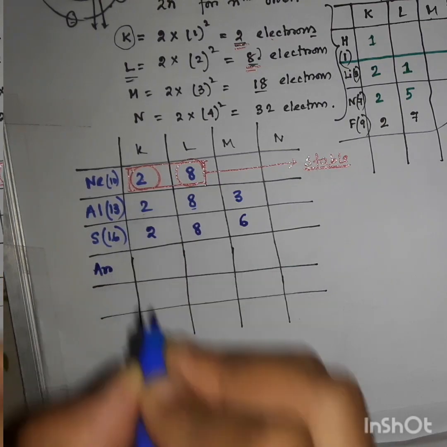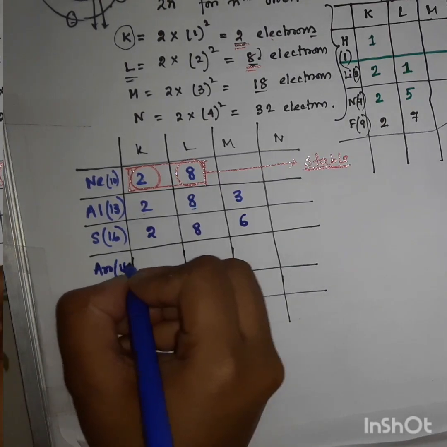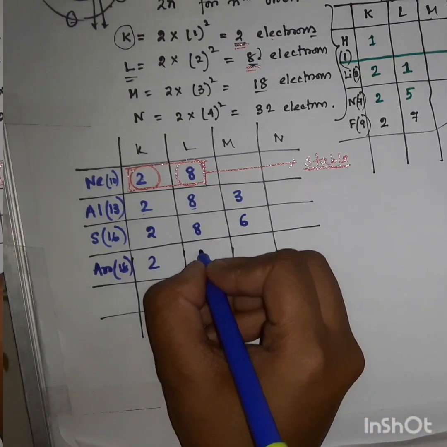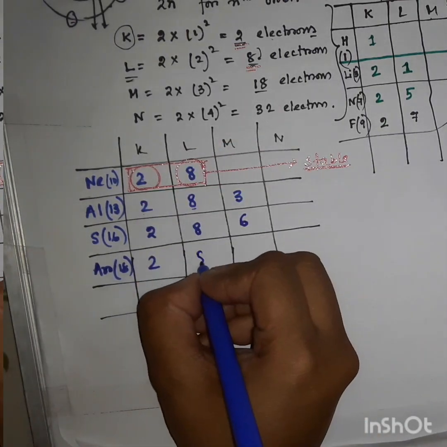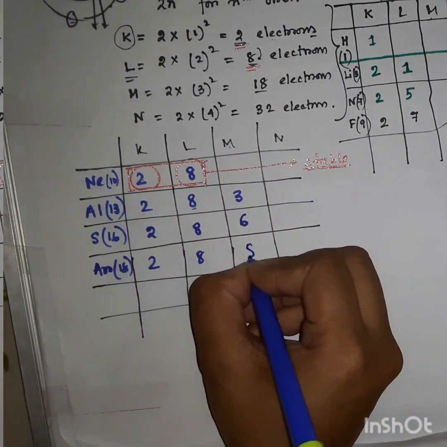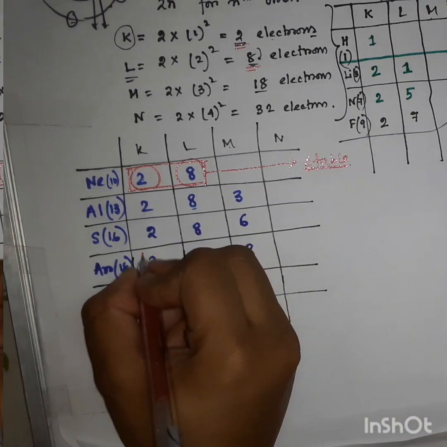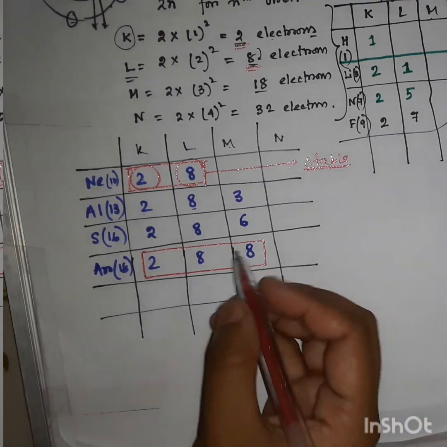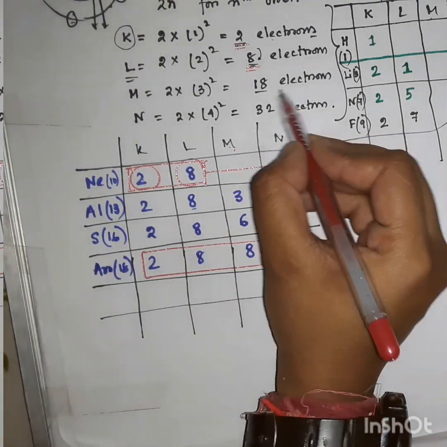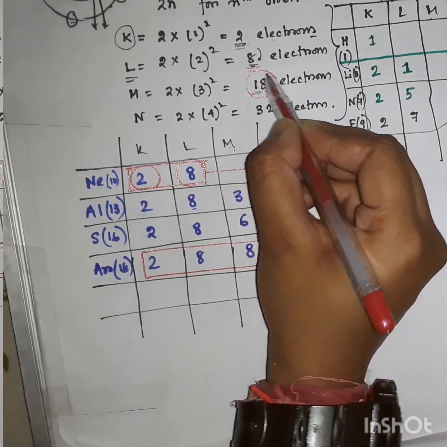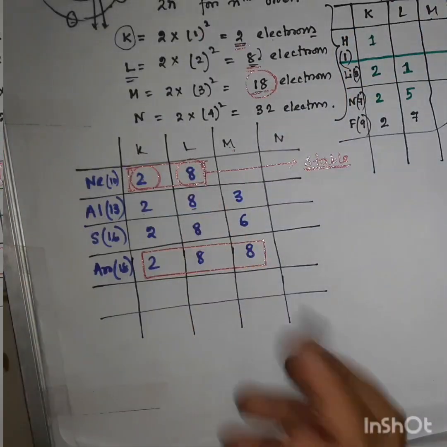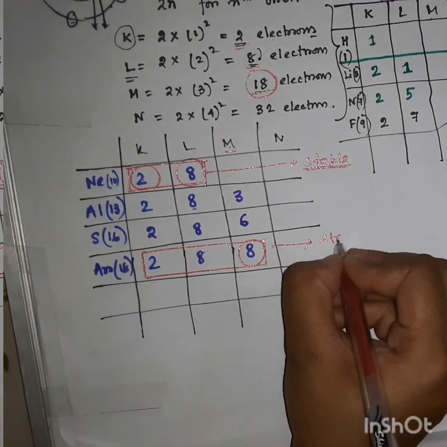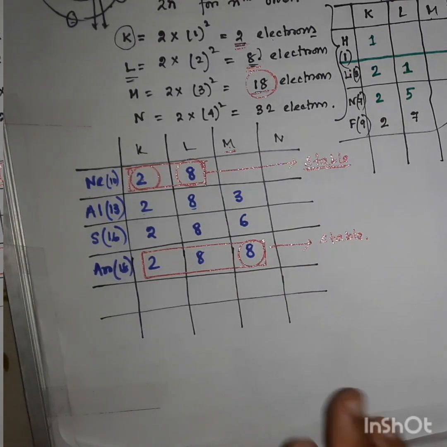Next, we will take another inert gas, argon, having 18 electrons. So 2 electrons at K, the L orbit has 8 electrons and the M orbit also has 8 electrons, but still it is very much stable. What is the discrepancy? You can see that in the M orbit, where we calculated that a maximum of 18 electrons may be present, here only 8 electrons are there in the M orbit, still it is very much stable. Why is it happening? I will tell you later.